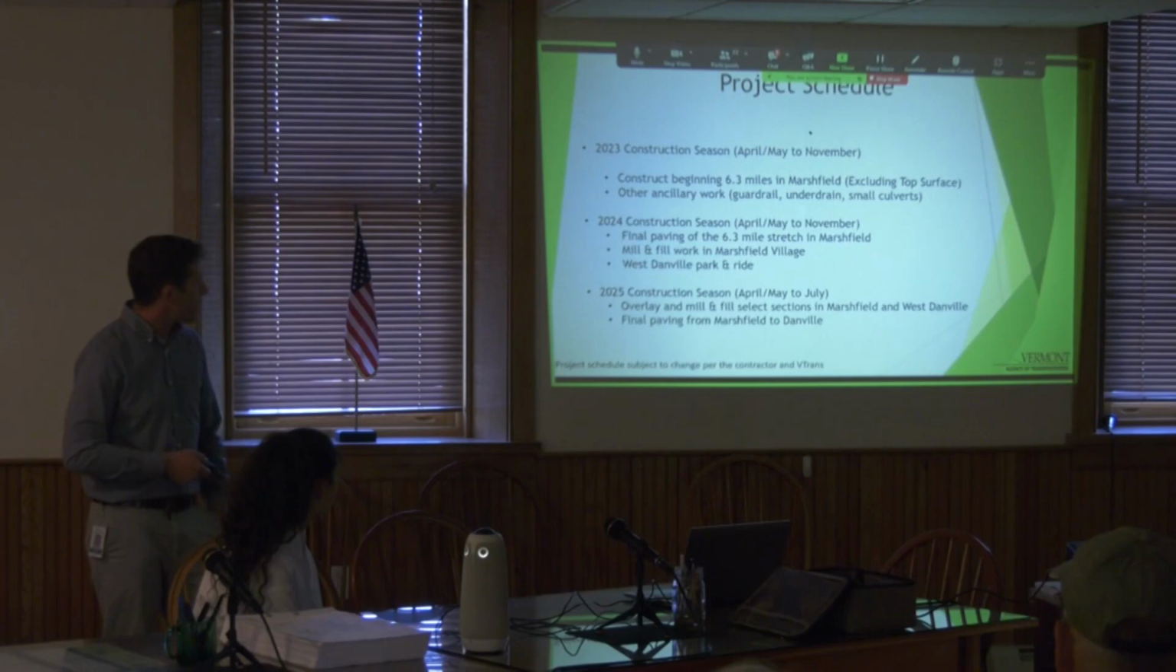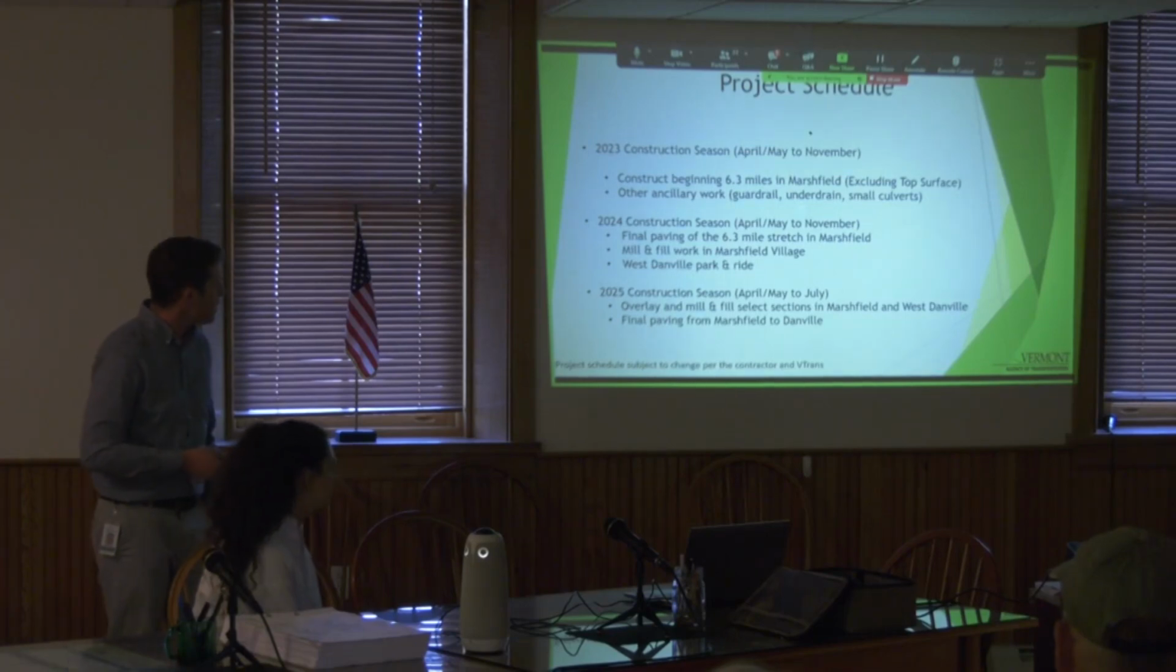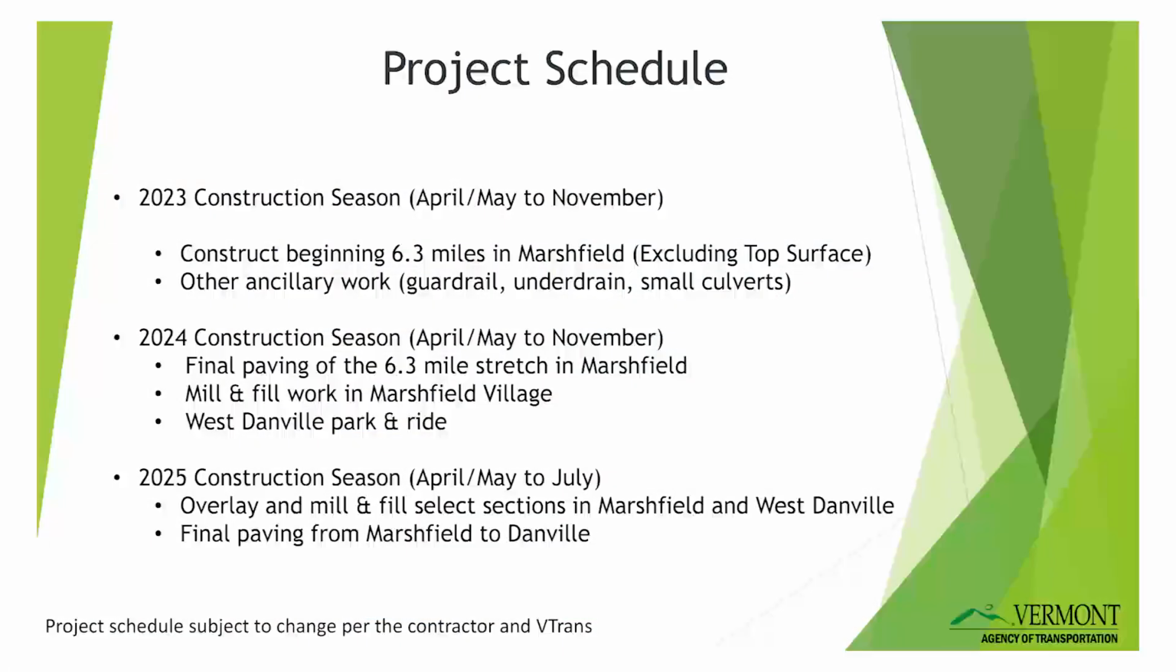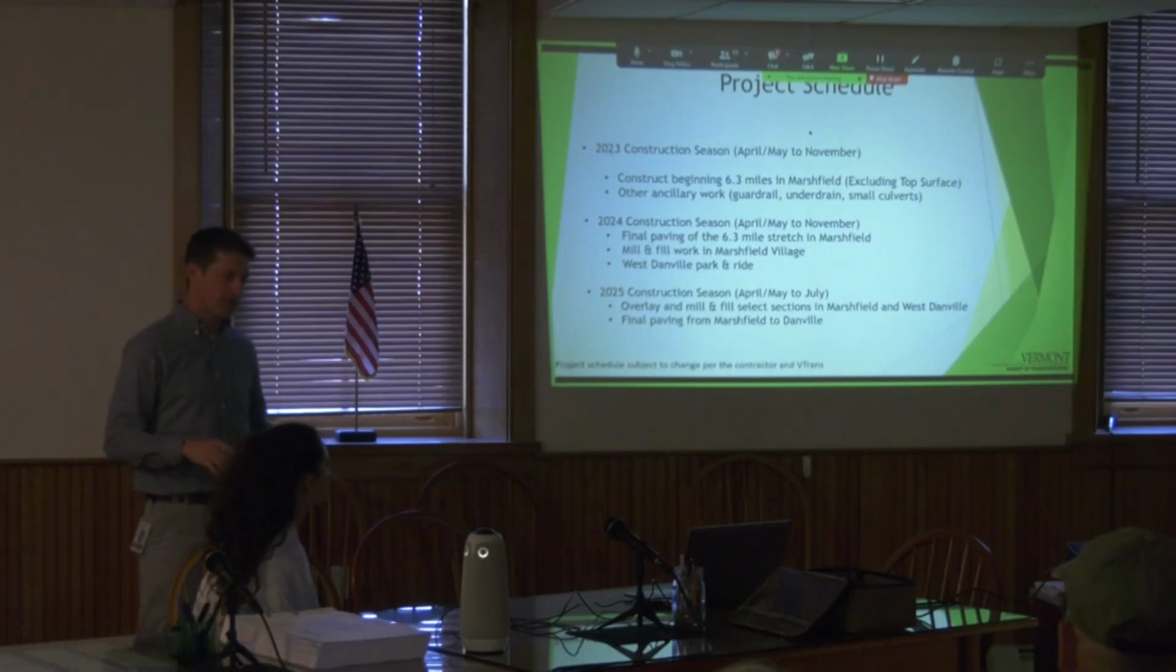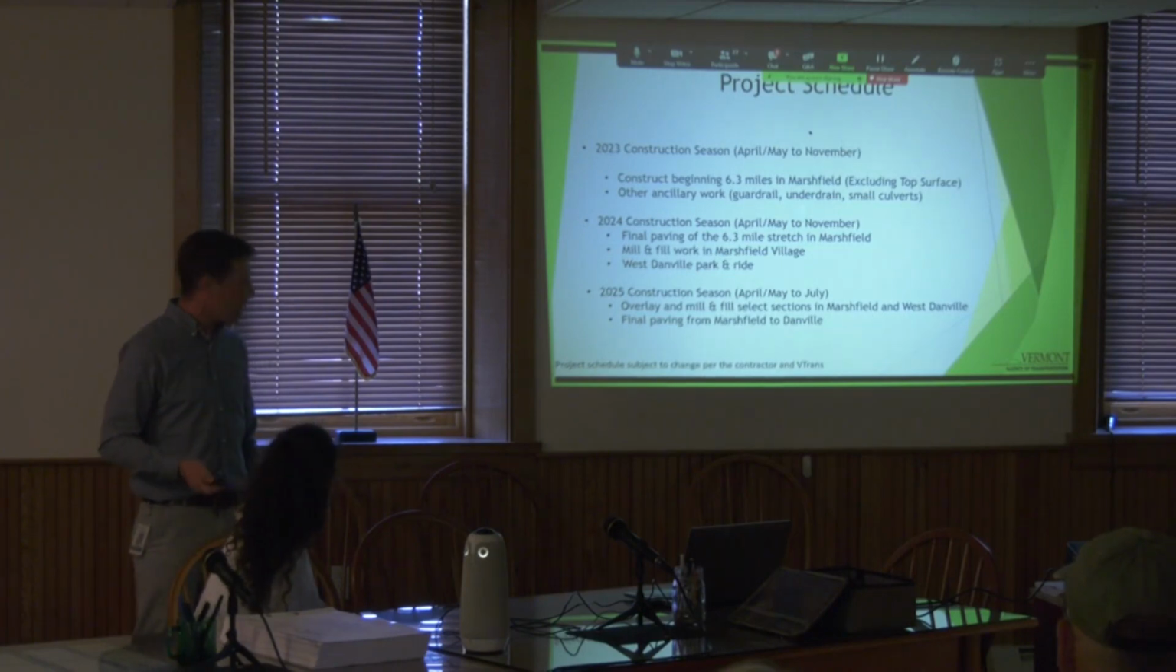And so I'm going to let Kevin speak to this a little bit here, but just to touch on it briefly, the 2023 plan is to address that first 6.3 miles in Marshfield, from the Marshfield-Plainfield town line to the western part of Marshfield Village, and to address the under drain, guardrail, and ancillary work on that one segment, and to pave up to the intermediate course, which is just below the top layer of pavement.